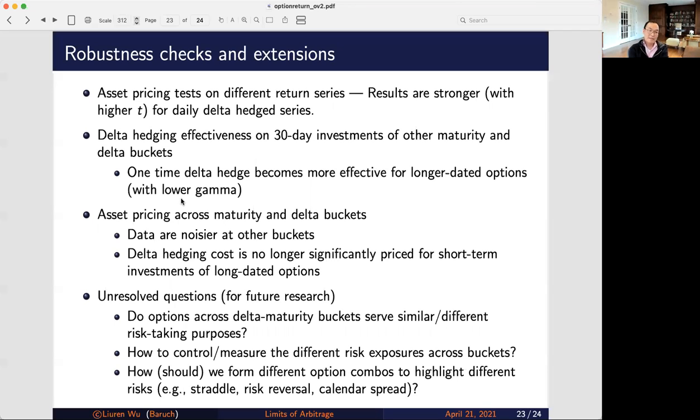But this also raises many questions, right? We said, okay, we're using the option market as a separate market, and you can take on risks that are different from the stock market. But for each stock, there are many, many options across different delta and maturity buckets. So their risk exposures are different. So that raises a question on how should we analyze them? I'm not quite sure. I'm just asking these questions.